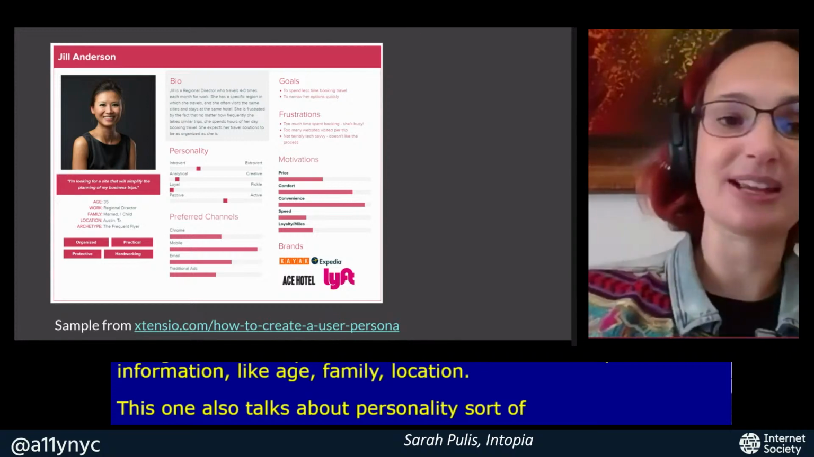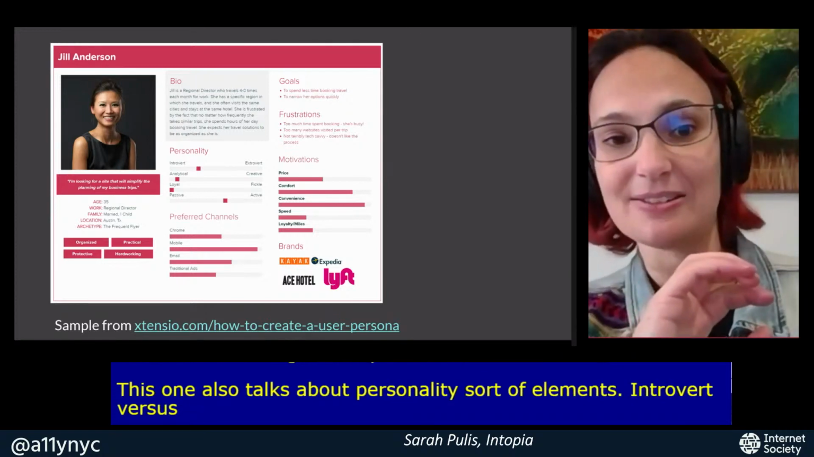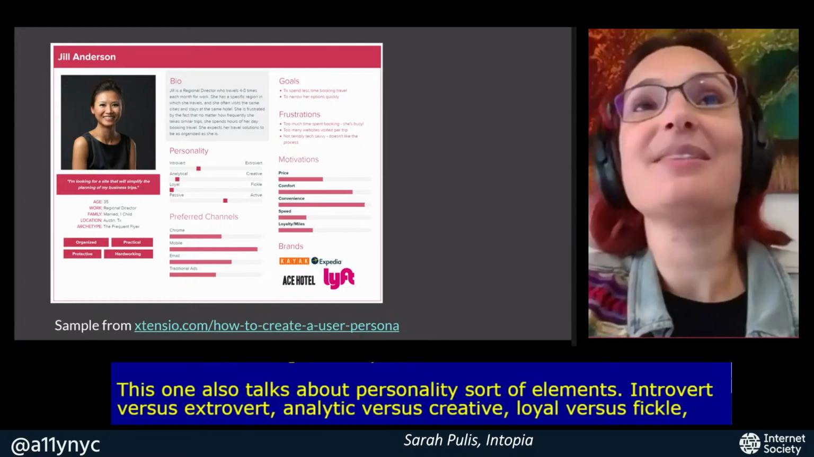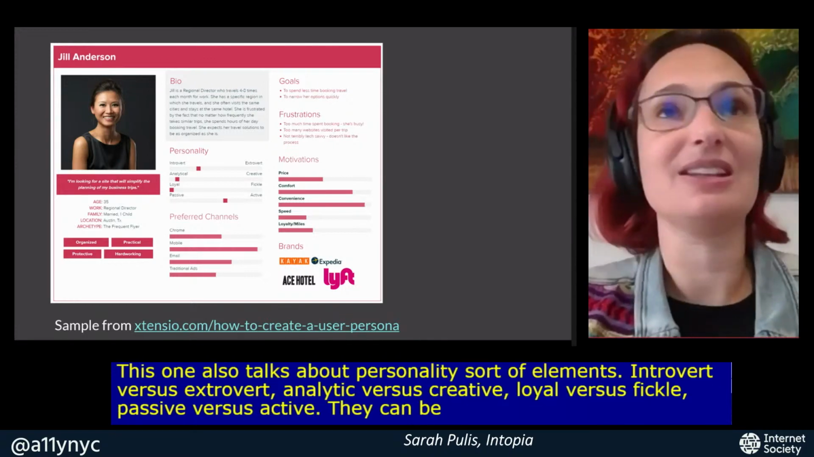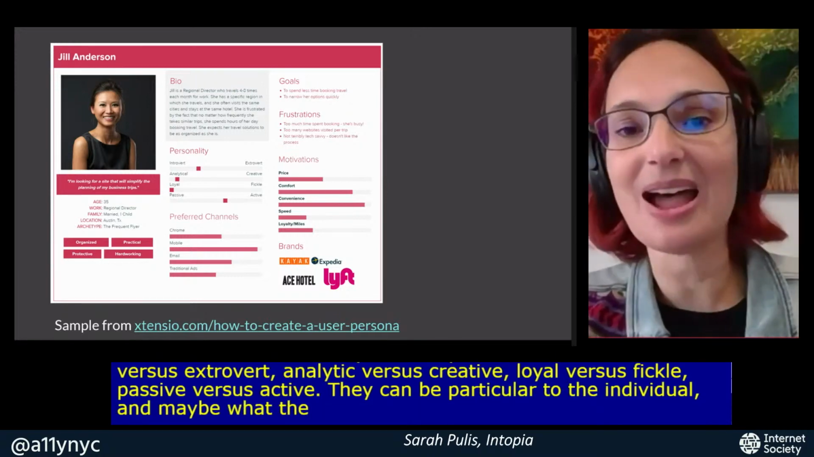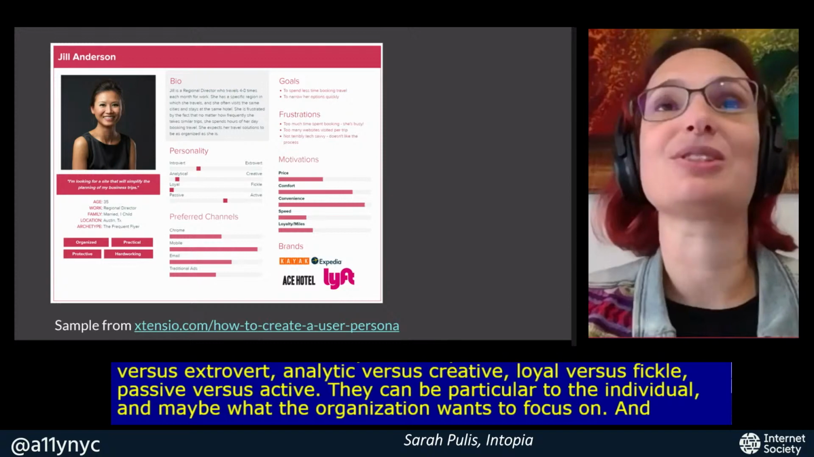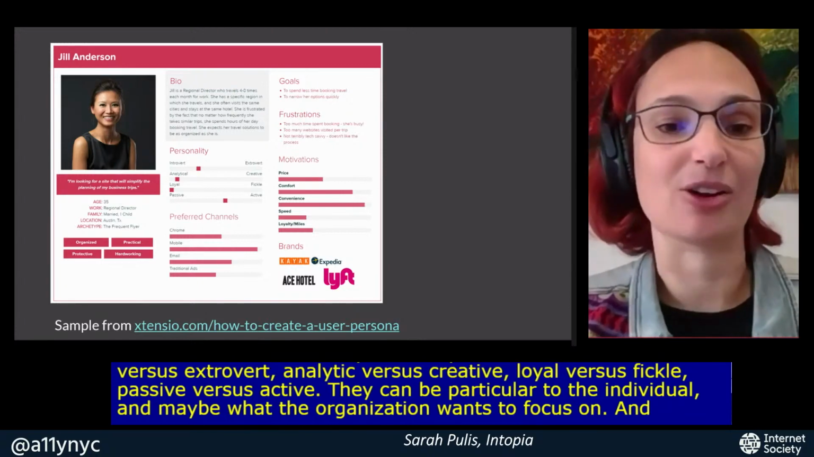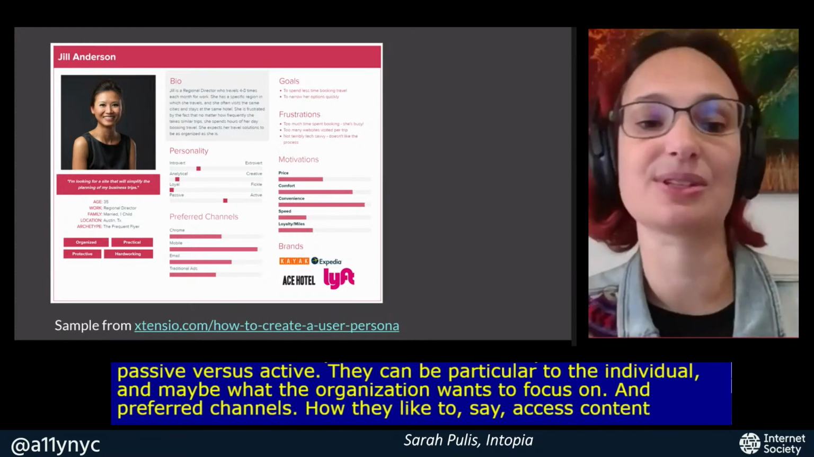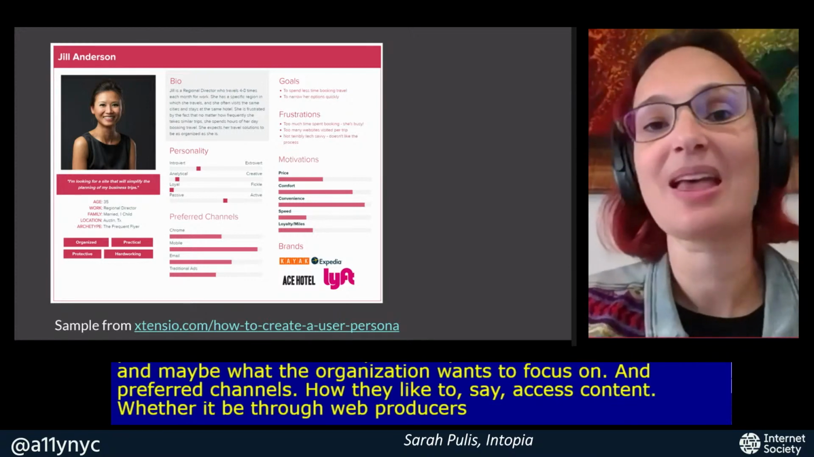So introvert versus extrovert, analytic versus creative, loyal versus fickle, passive versus active. They can be particular to the individual and maybe what the organization also wants to focus on. And preferred channels, so how they like to access content, whether it be through web browsers, mobile phones, traditional ads, that kind of thing.